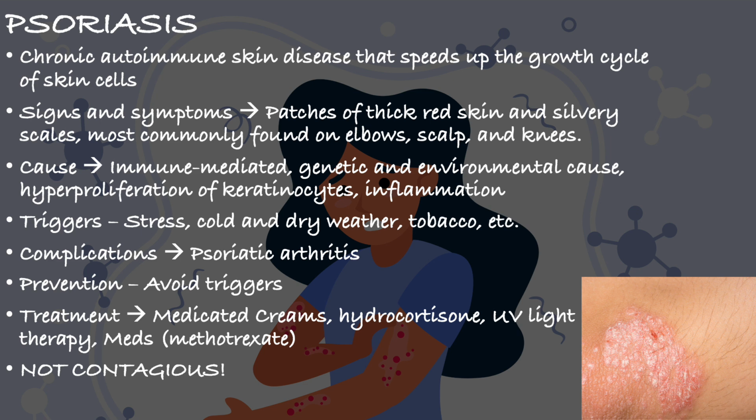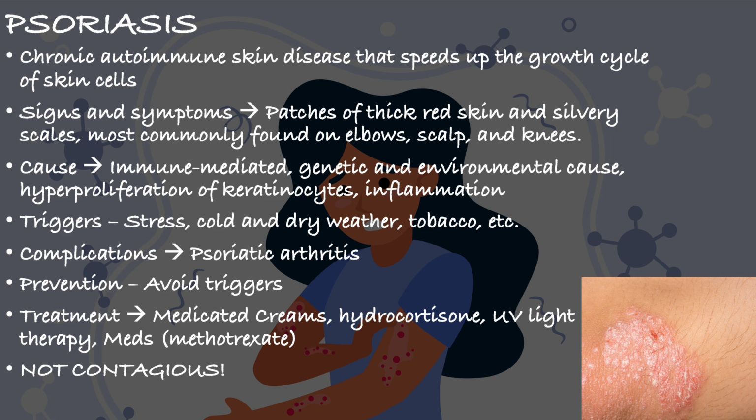And what are the signs and symptoms? There will be patches of thick red skin, usually could be scaly. If it's in a darker skin tone, it will be more, just really, really dry. And most commonly, this would be seen on elbows, the scalp, around the scalp, the neck, the fingers, knees. Those are the common areas.